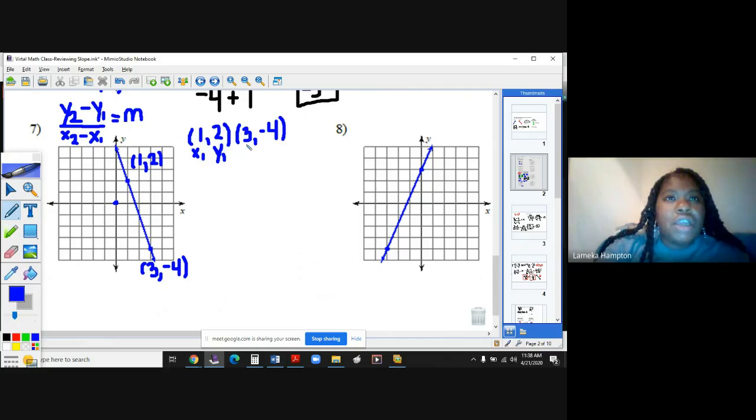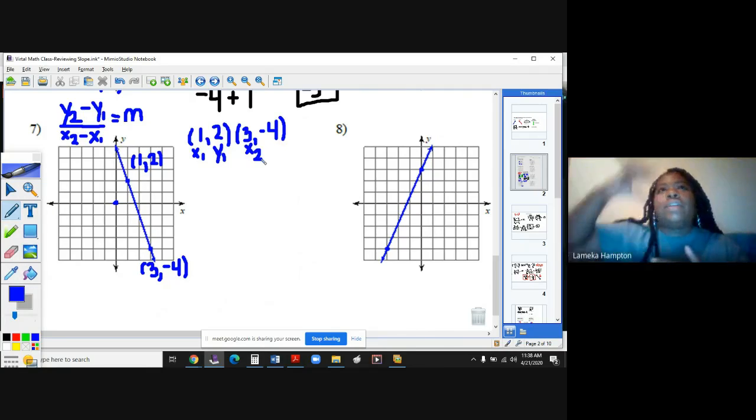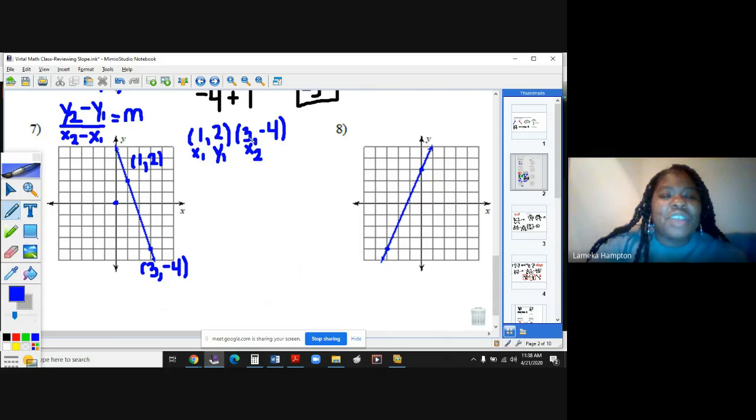Now, 3 is represented by x2. And it's not x squared. These are subscripts, so they're not above, they're subscripts. So 3 is represented by x2 because 3 is the x coordinate for the second set. So that means -4 would be my, if you said y2, then very good.